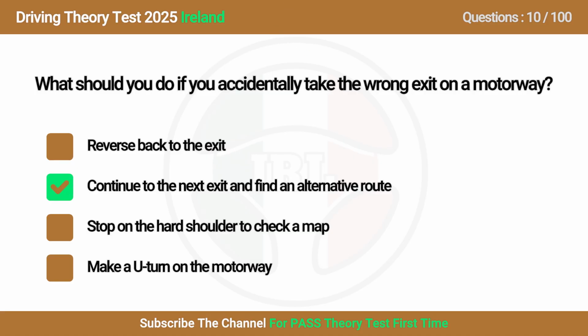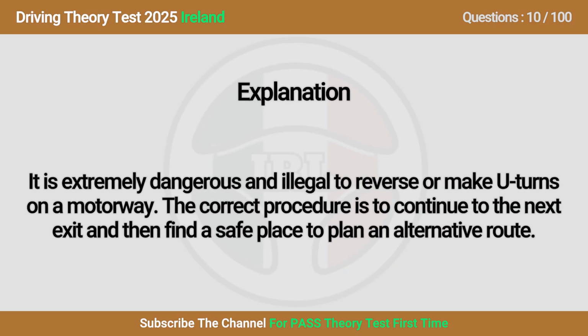Answer is B. Continue to the next exit and find an alternative route. It is extremely dangerous and illegal to reverse or make U-turns on a motorway. The correct procedure is to continue to the next exit and then find a safe place to plan an alternative route.